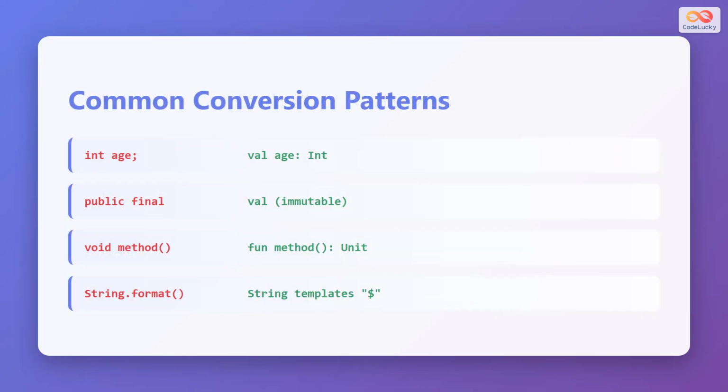Understanding common conversion patterns helps speed up your migration process. First, Java's primitive type int becomes Kotlin's Int with a capital I. Second, Java's public final modifier is replaced by Kotlin's val keyword for immutable properties. Third, Java's void return type becomes Unit in Kotlin, which is the equivalent of no meaningful return value. Fourth, Java's String.format method is replaced by Kotlin's string templates using the $ sign symbol. These patterns appear frequently in code conversions, so familiarizing yourself with them will make the migration process much smoother.